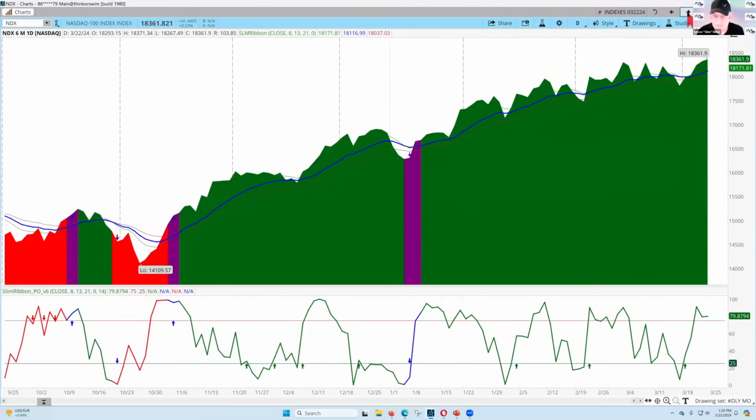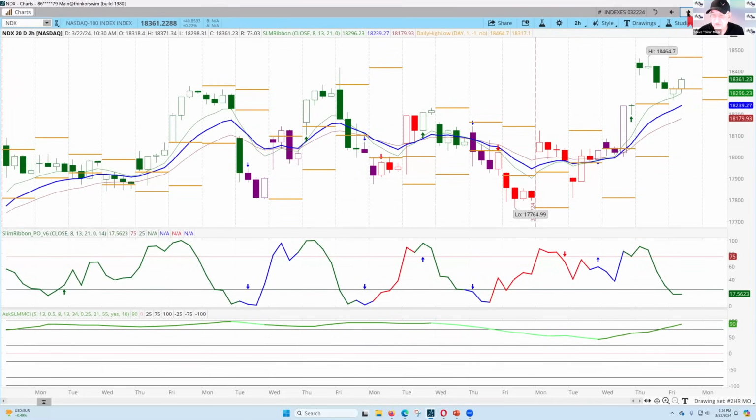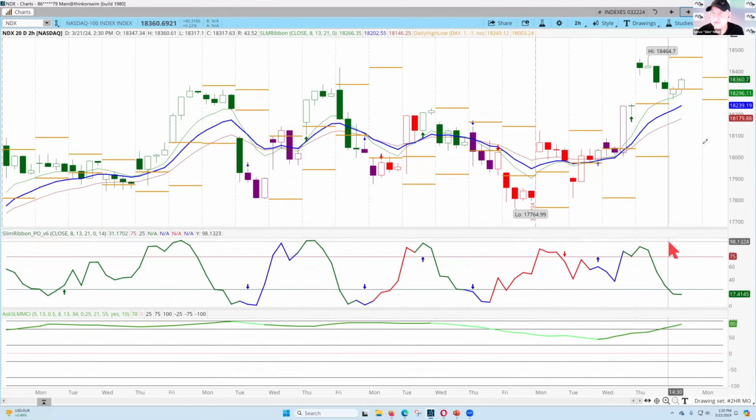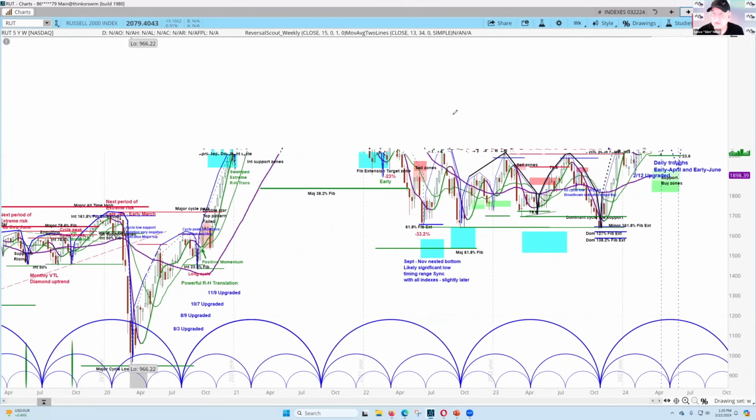Here you see the daily momentum conditions, pretty similar to what we see in the S&P 500. And you can see in here that the askSlim market condition indicator had a little dip, but didn't get to the 25, and now is moving back up over here as you continue with positive conditions here in the 2-hour chart. Also, that's a look at the NASDAQ, and now let's take a look at the Russell.